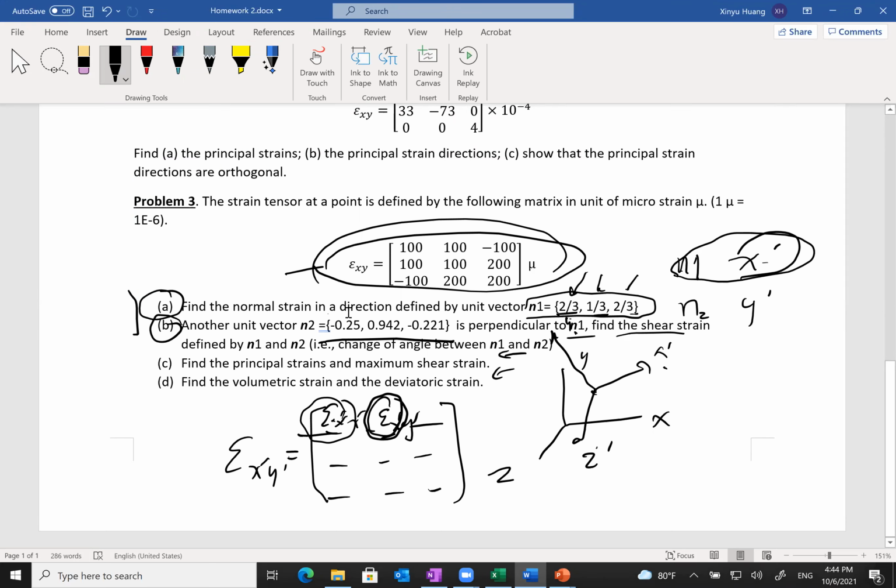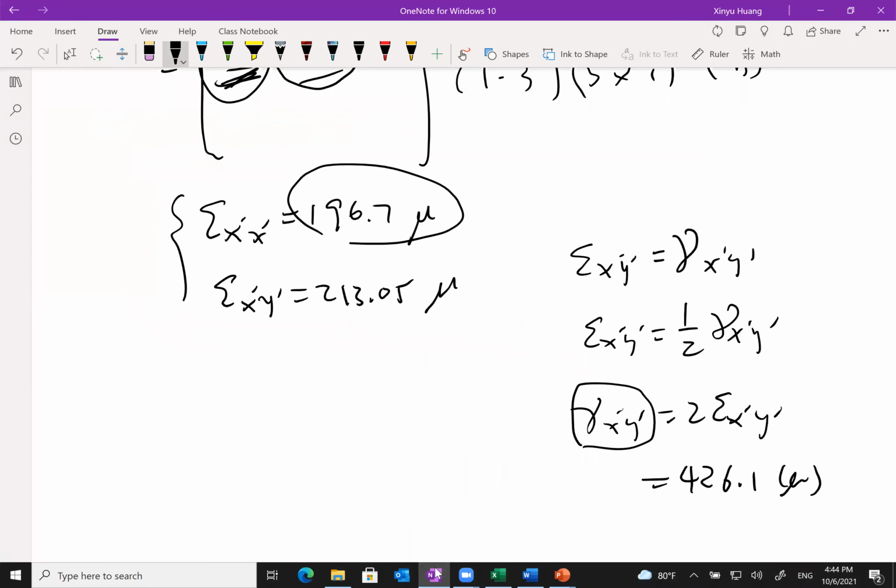That's the solution to part 1, A and B. And the normal strain in the direction defined by x1 is just this number right here. All right. Any questions? Comments?